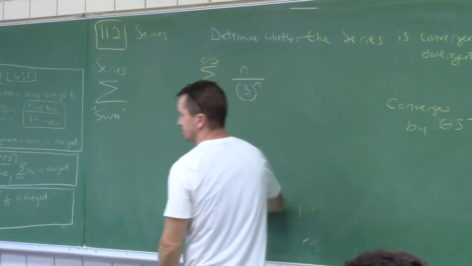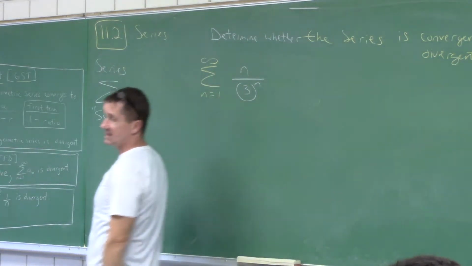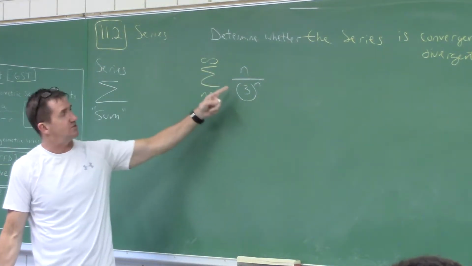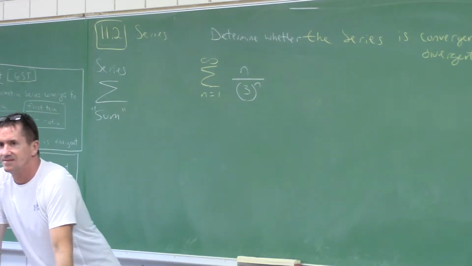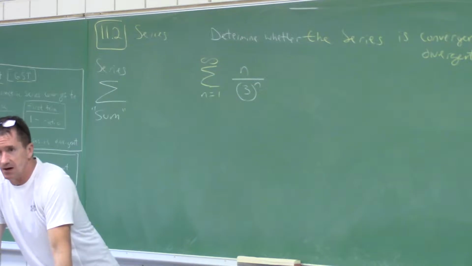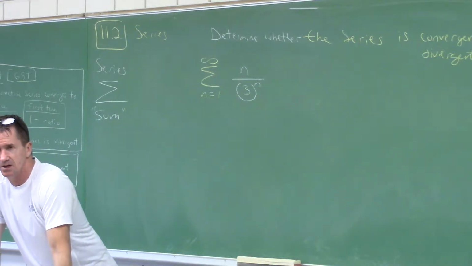That's not a geometric series. But all the time, students sometimes think it is. That's not geometric. Does everyone see the monomial in the numerator? If you mix a monomial with an exponential, that thing is not geometric. Geometric's only exponential. So we need a new test.